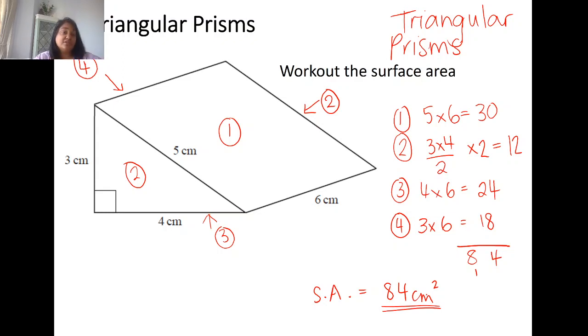Okay, so just like the cuboid, we consider all the faces and we label them, and then I work out each face's area. And then when I have those areas, I add them up at the end, and always remember your units.